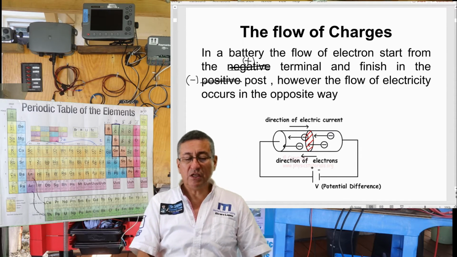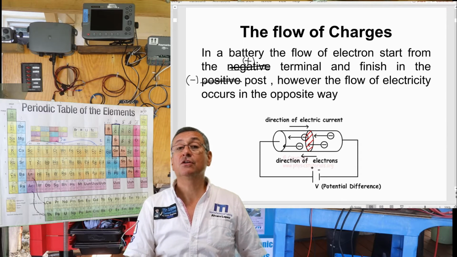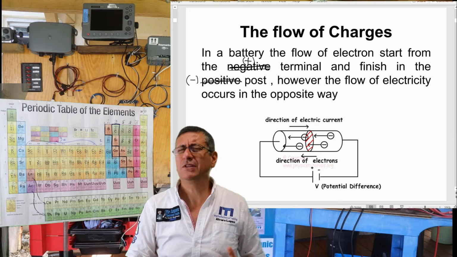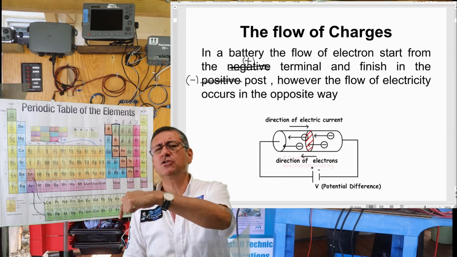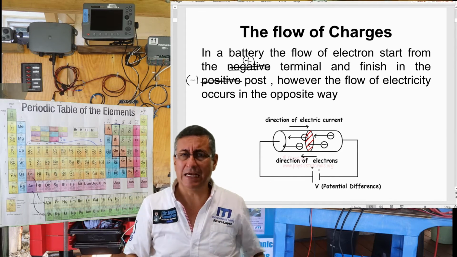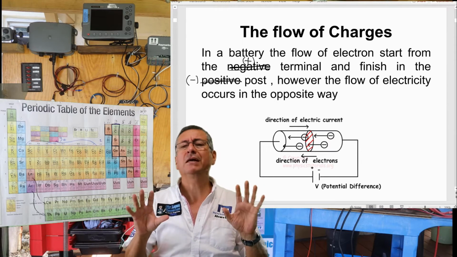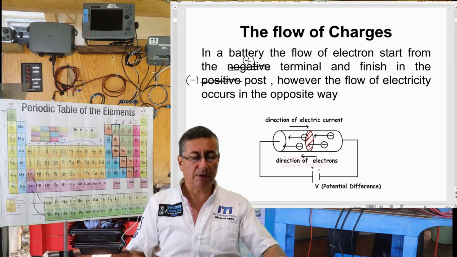However, the electricity flows in the opposite direction. I am going to explain with a simple example what is the meaning of that. The electron flows in this direction and the electricity in the opposite, yes. This is like a complex concept, but it's simple. And right now I am going to explain that.